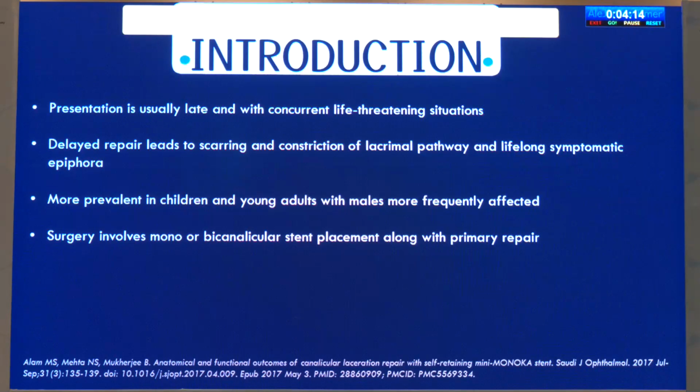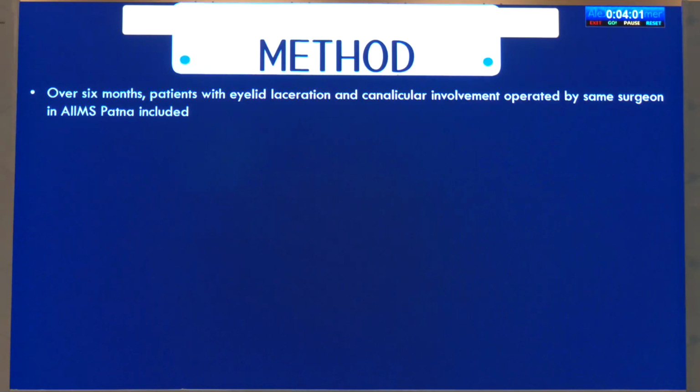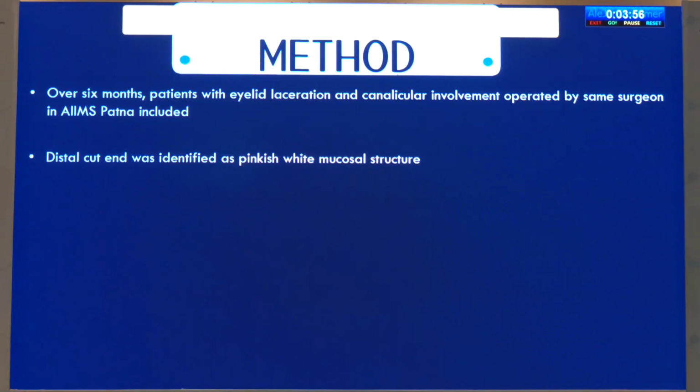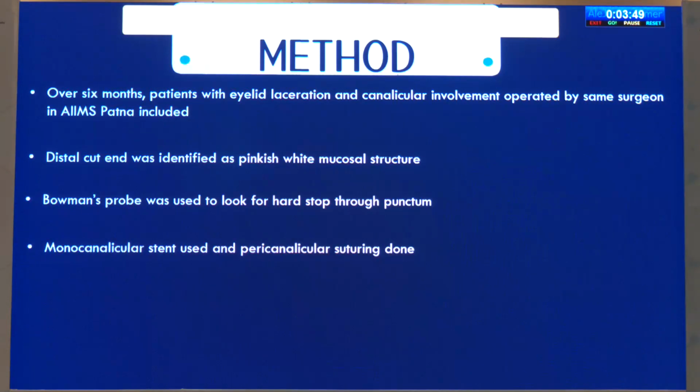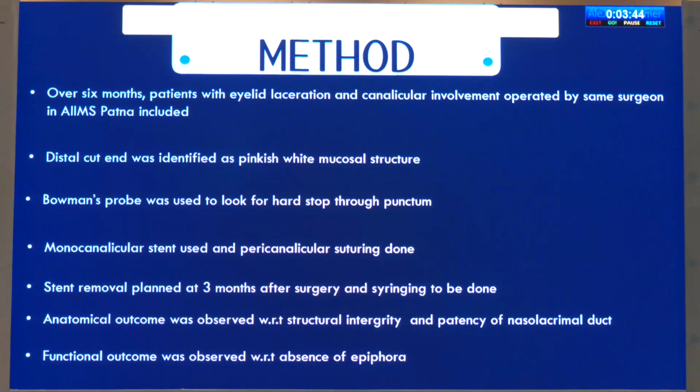These are more prevalent in children and young adults according to literature, with males more frequently affected, and surgery involves primary repair along with mono or bicanalicular stent placement depending upon the involvement. The study was conducted over a 6 month period. Patients with eyelid laceration and canalicular involvement were operated by the same surgeon at our institute. Distal cut end was identified as a pinkish white mucosal structure, and Bowman's probe was used to look for a hard stop through the punctum. Monocanalicular stent was used and pericanalicular suturing was done.